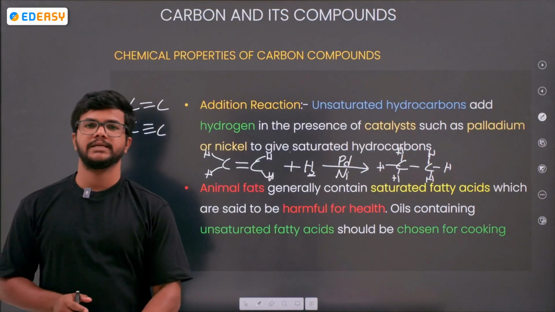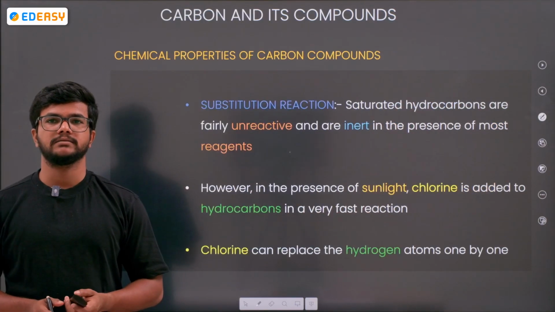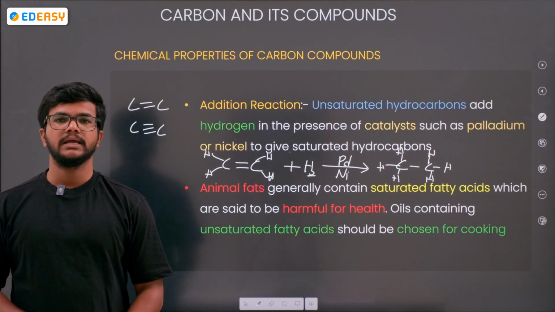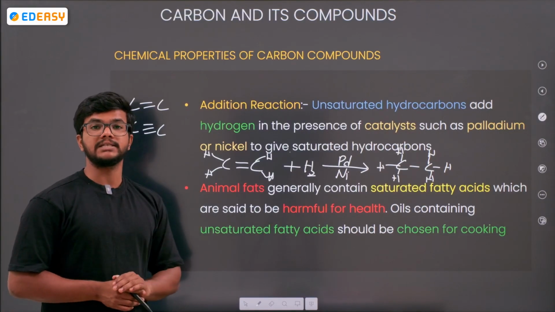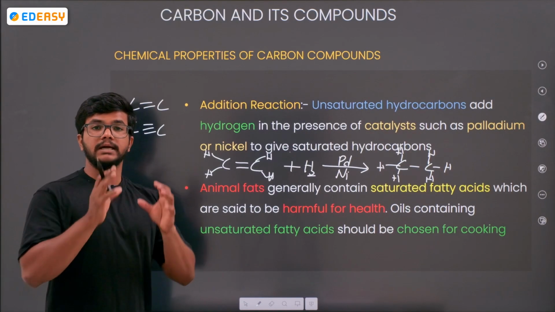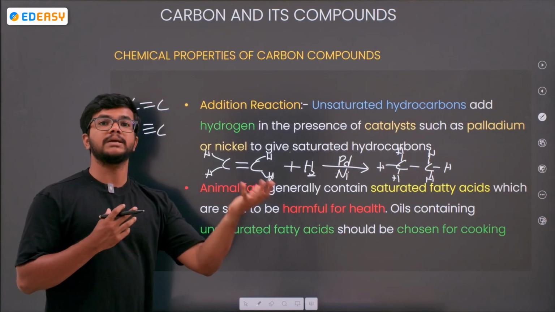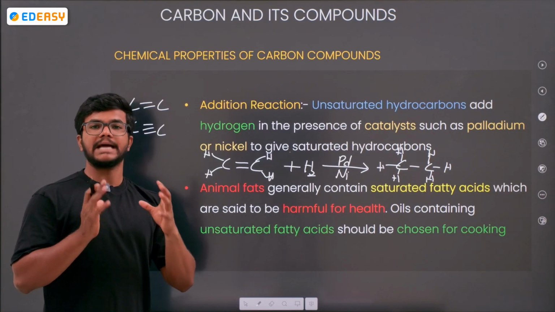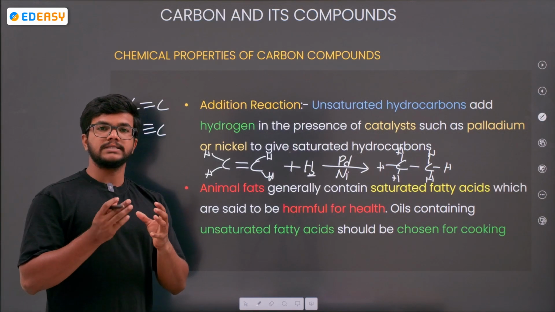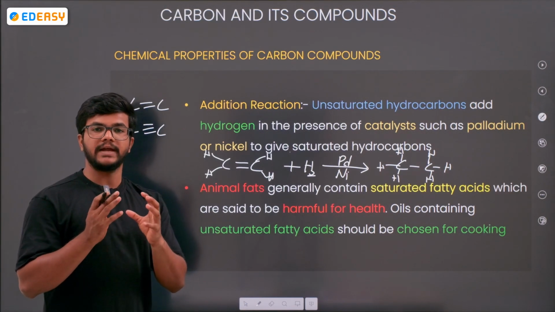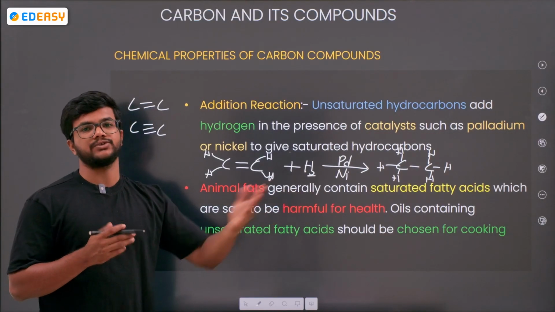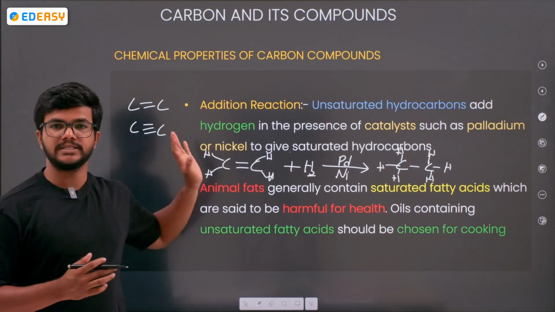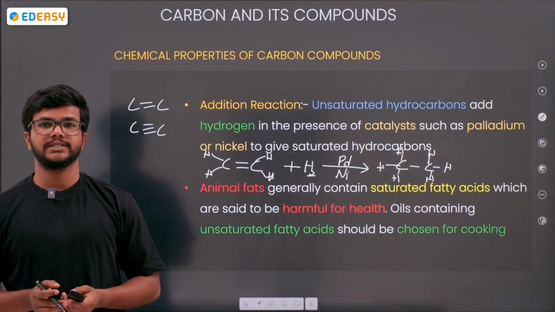Okay, what is the application of the addition reaction? Where can we see the addition reaction? Mostly it is used for industrial purposes, to convert vegetable oil to vegetable ghee. Vegetable oil is the unsaturated fat. Unsaturated, double-bonded fatty acids on hydrogenation can be converted into vegetable ghee, which is saturated. So this is the industrial application of the addition reaction.